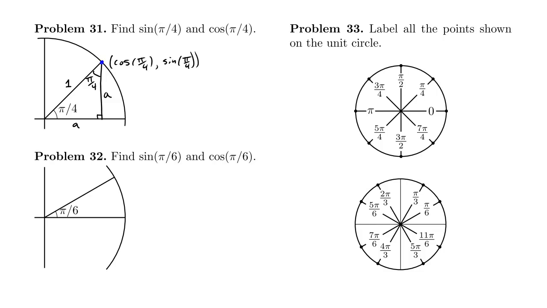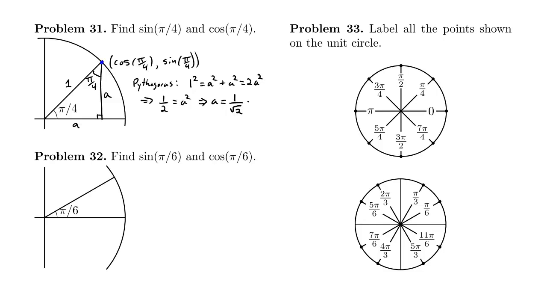The hypotenuse of this triangle has length 1, since the hypotenuse is the radius of the unit circle. By the Pythagorean theorem, we have that the length of the hypotenuse squared is equal to the sum of the squares of the other two side lengths. Thus, 1 squared is equal to a squared plus a squared, which is 2a squared. We can now solve for a by dividing by 2, so a squared is 1/2. We can take roots to get that a is equal to 1 over the square root of 2.